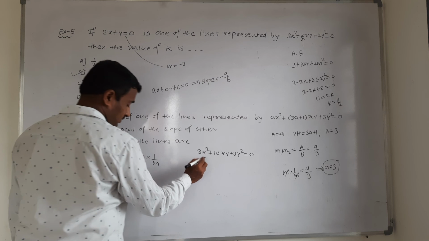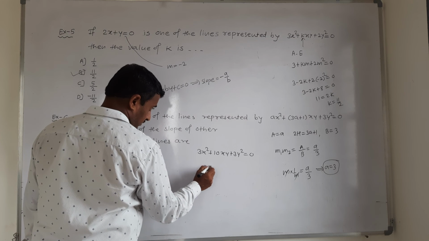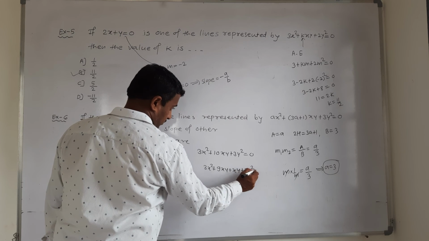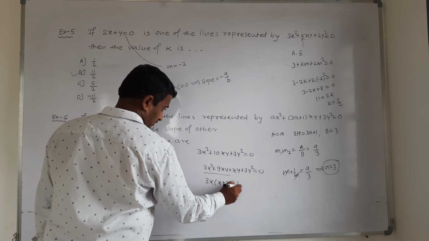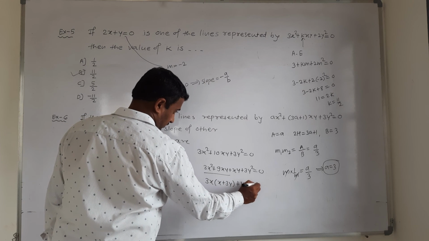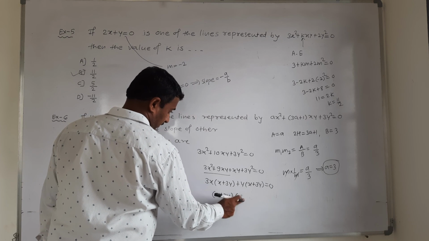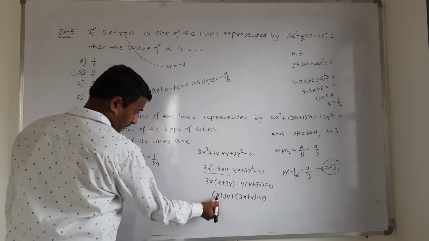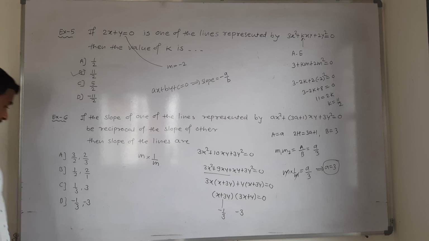Now I write the two lines of this equation: 3x square plus 9xy plus xy plus 3y square is equal to 0. What is common? 3x out, then x plus 3y, then y out, x plus 3y is equal to 0. Therefore the lines are x plus 3y is equal to 0 and the second line is 3x plus y is equal to 0. Therefore the slopes of the lines are, coefficient of x upon coefficient of y with sign minus, minus 1 by 3 and minus 3. Minus 1 by 3, minus 3. D option.